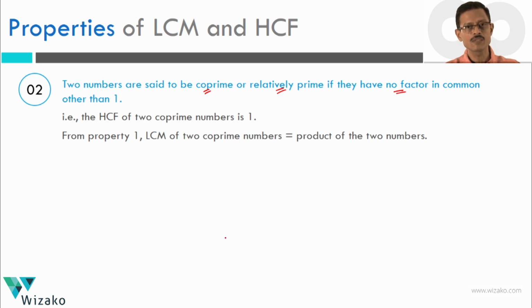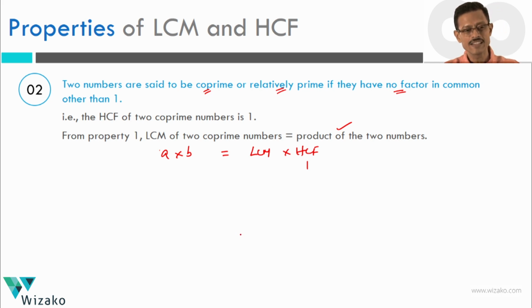Let's relate it with the previous property. The last property was, there are two numbers A and B. The product of A and B will be equal to the LCM of A and B times the HCF of A and B. If A and B end up being co-prime numbers, the HCF is going to be 1. So the LCM of these two numbers is going to be equal to the product of the two numbers.